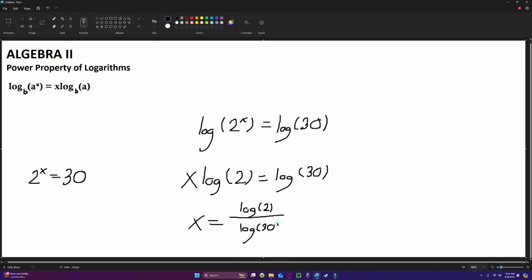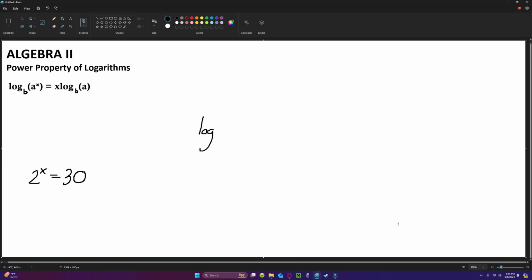And the great thing about this is that notice how these logs don't have a base, which means they are in base 10. And since all our calculators are in base 10, you can just immediately put it in the calculator, get your answer. And in this case, the answer was approximately 4.90. So that's how you would do the power property of logarithms. That's how you do a basic problem. And now let's go for another example.